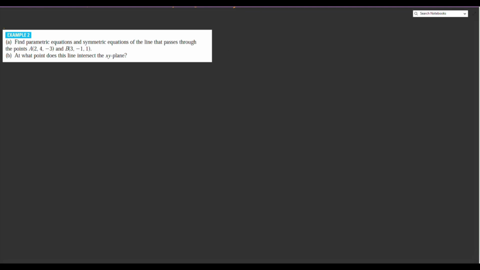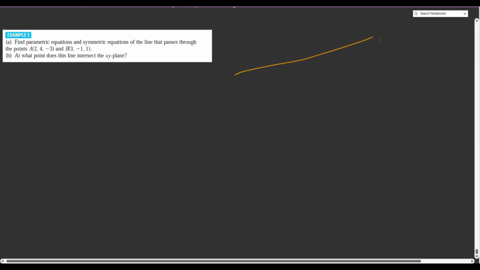Let's do another problem related to this one. In this, he is asking you to find the parametric equations and the symmetric equations of the line that passes through the points A and B. So what is the question here? Suppose that this is the line L and it is passing through these 2 points.